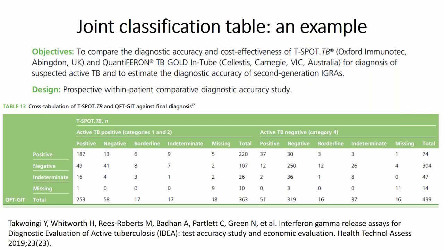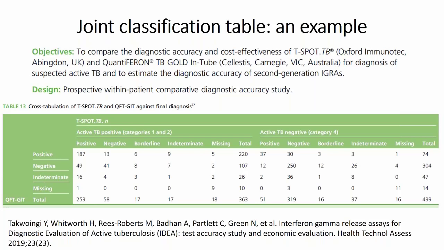Here I've just given an example so that you can see a table with some real data in it. This is from our report of a paired study that compared the accuracy of 2 assays for diagnosis of active TB. And you notice that we even went further, not just giving the positive and negative results, but also the inconclusive test results, labeled here as indeterminate, and missing results as well.